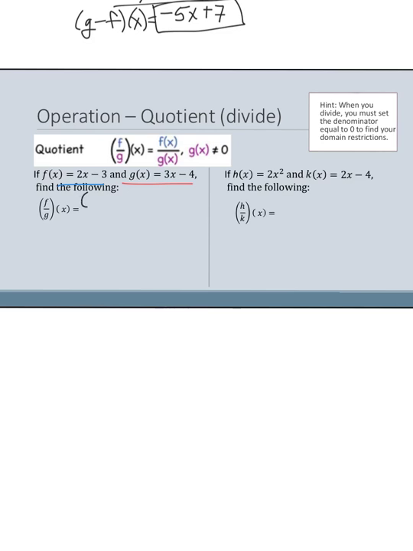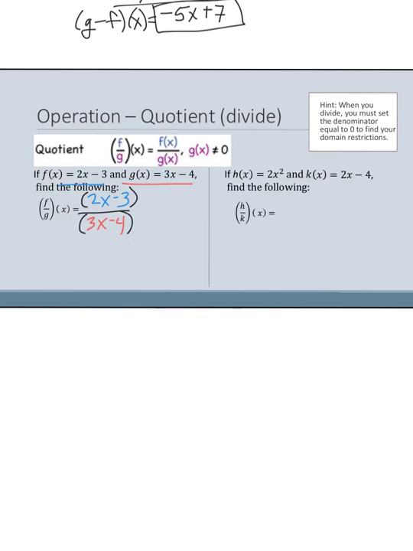So I've got parentheses 2x minus 3 divided by parentheses 3x minus 4. Now you have to make sure that you fully factor your numerator, fully factor your denominator. So 2x minus 3 cannot be factored. There's no greatest common factor. It is not the difference of two squares. You have to be careful because you cannot cancel this x with this x. You can only cancel a 2x minus 3 with a 2x minus 3. You can only cancel a 3x minus 4 with a 3x minus 4. So this is your answer.